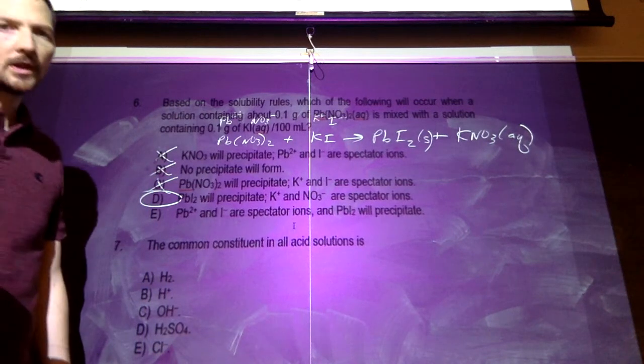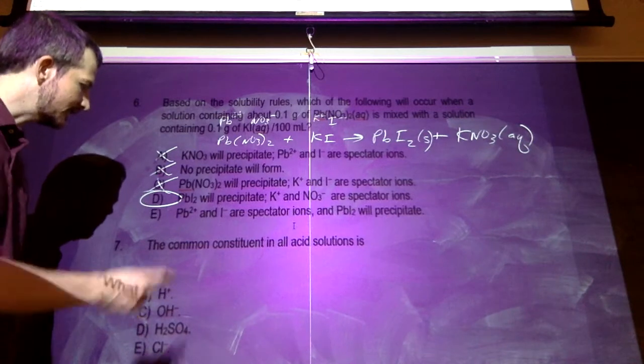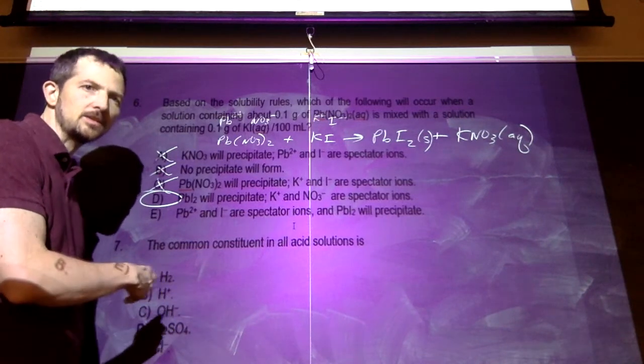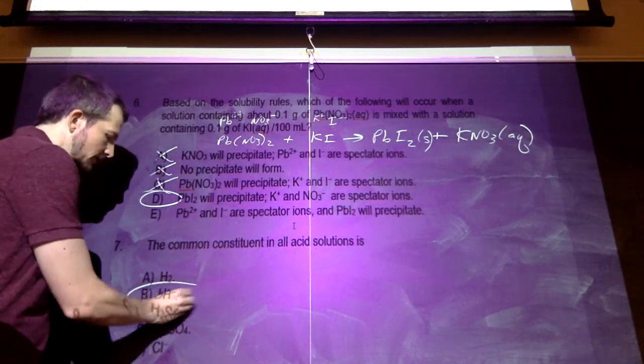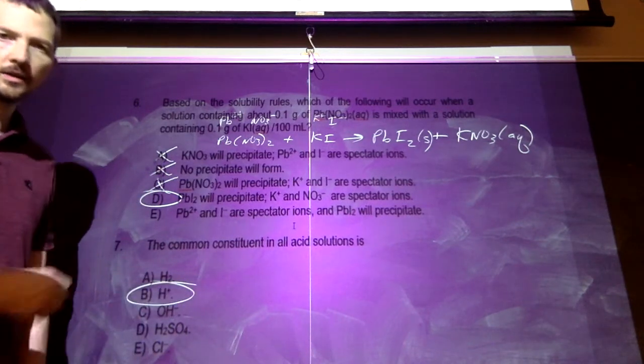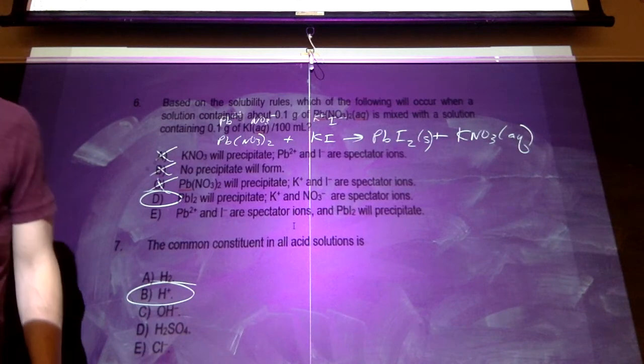The common constituent in all acid solutions, and this is the Arrhenius definition of an acid, is a substance that forms H plus in solution, forms your hydrogen ion. So H plus, correct answer.